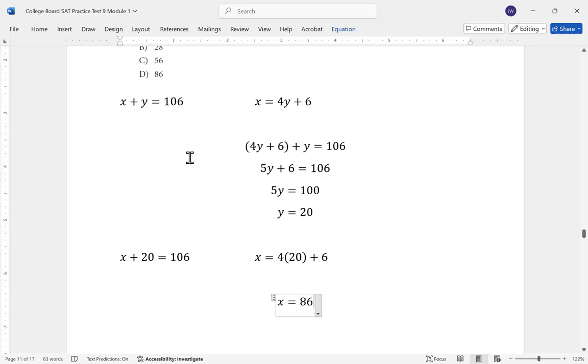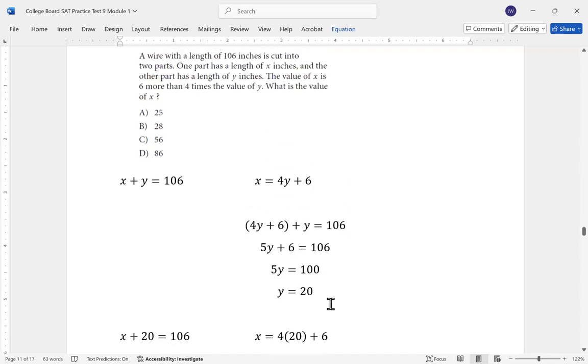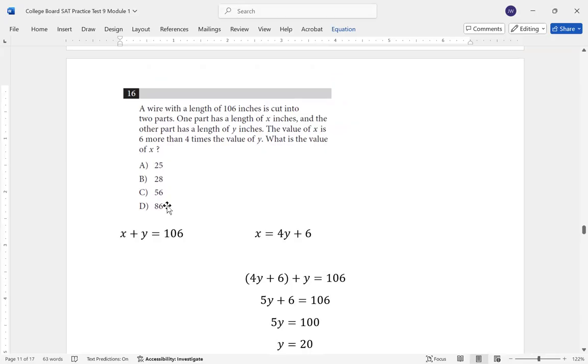Doesn't matter which equation you use, whether you use this one or this one, but once you know y is equal to 20, plug it in, find x. X is equal to 86, and so that's the answer to question 16. So D is the correct answer to question 16. Option D.